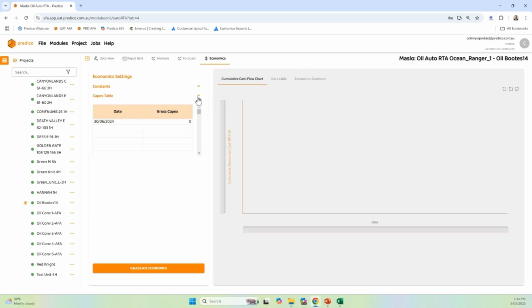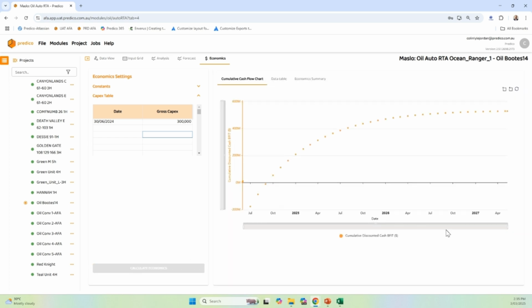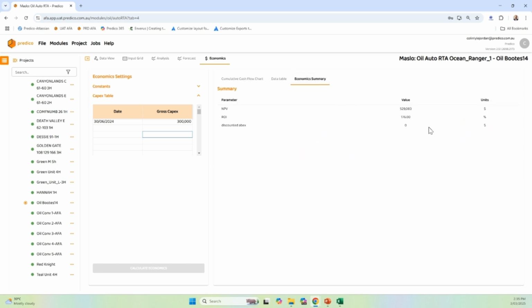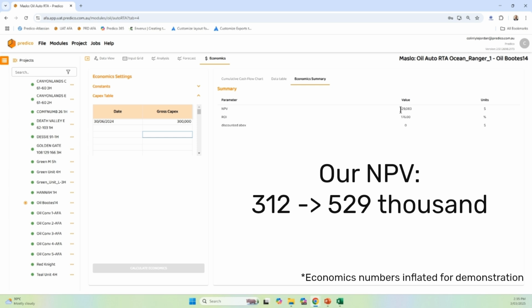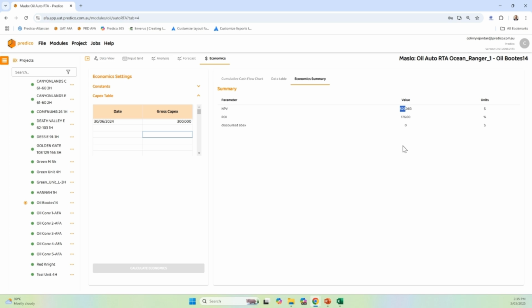So let's say we did some sort of intervention and it roughly cost us $300,000. Let's hit calculate economics. We see when our intervention went down to bring that flowing pressure lower, our cash flow went a bit negative for a short period and it recovered. We see our economic value went from 312 to 529,000. So great. Depending on your economic outlook, this might be a very good rate of return. It has a 176% return on investment, so that sounds pretty good.